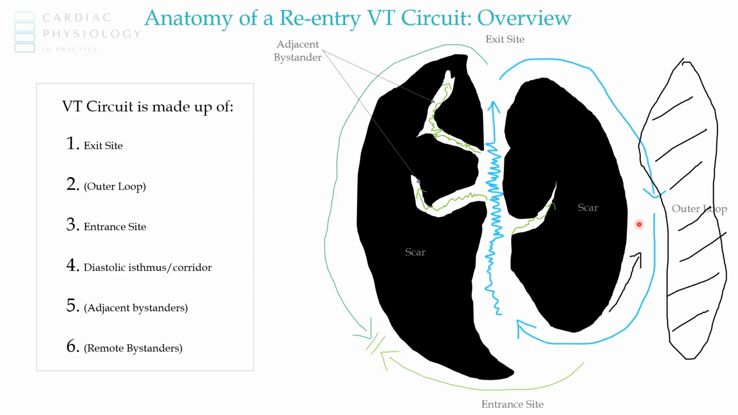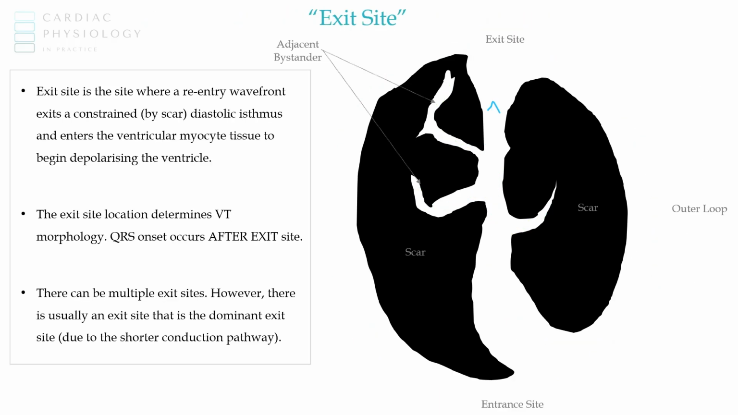But I don't really want to make the distinction between inner loops and outer loops for the purpose of this video, because it doesn't have as much of an impact on VT diastolic isthmuses, for today's purpose at least. So what is the exit site? Depolarization travels around the outer loop, it enters the scar, it goes through the diastolic corridor, and it exits the constrained scar, and we call that the exit site.